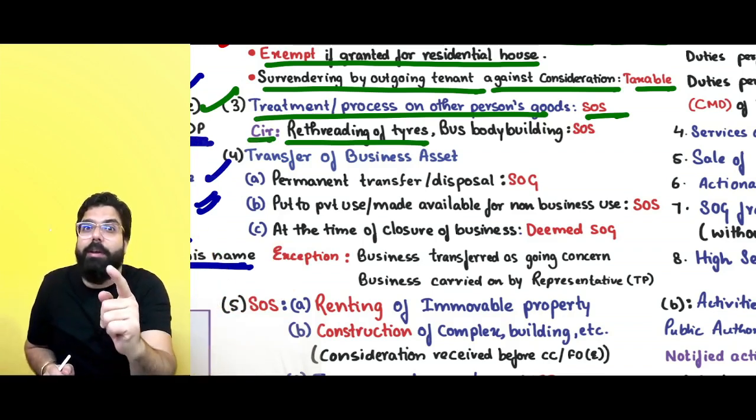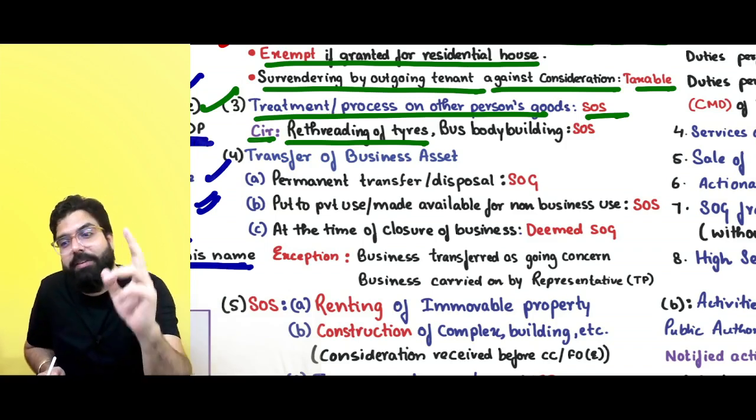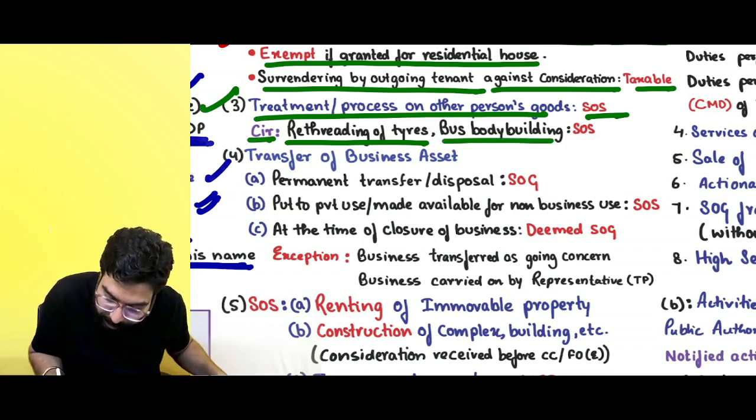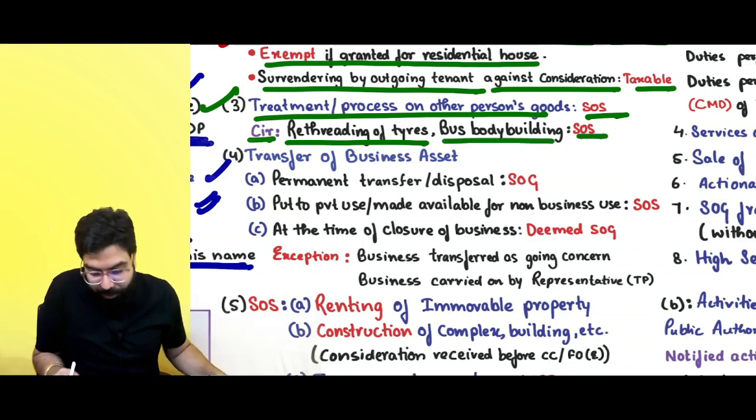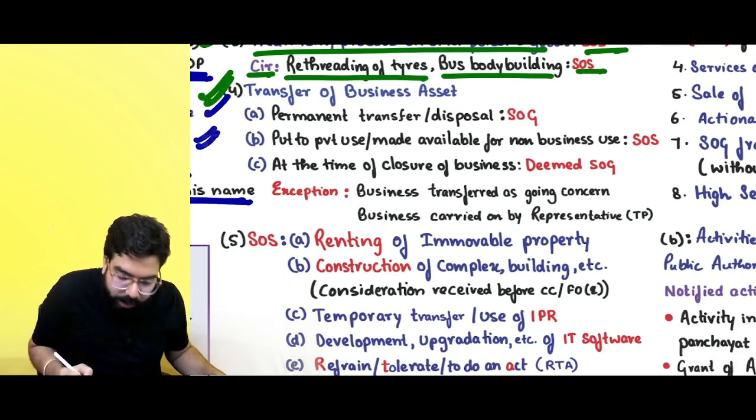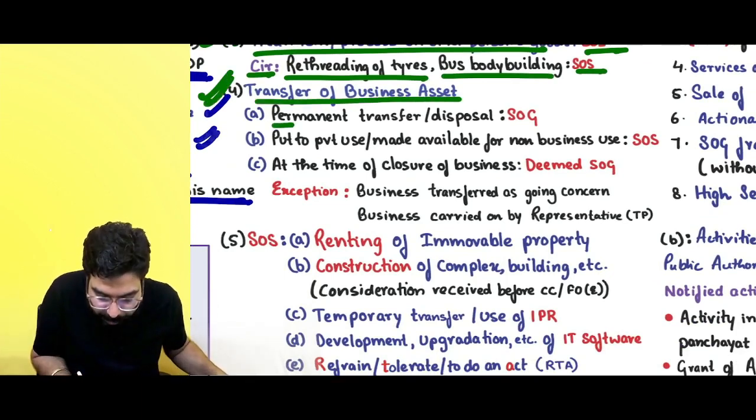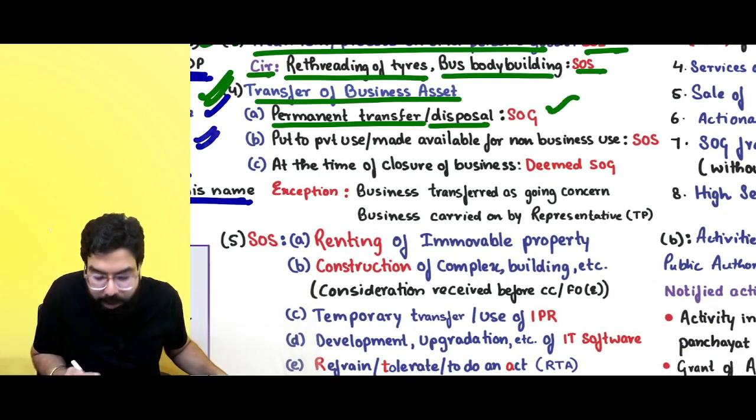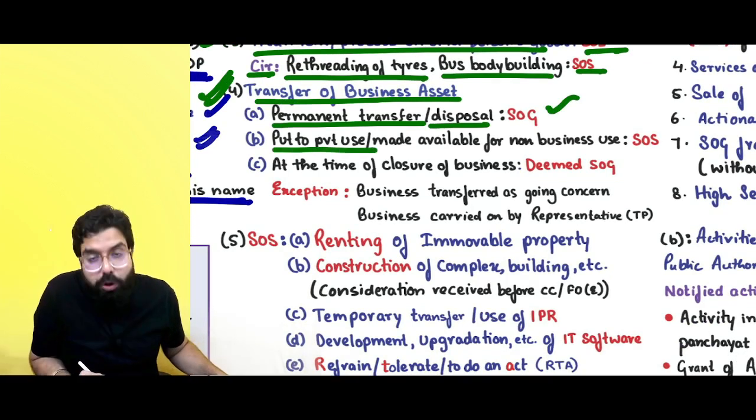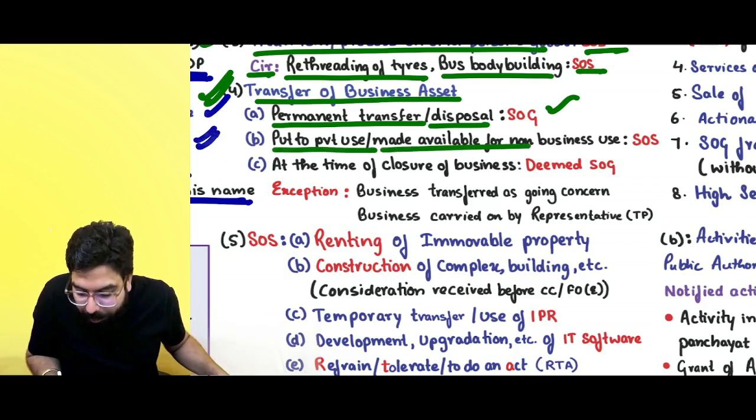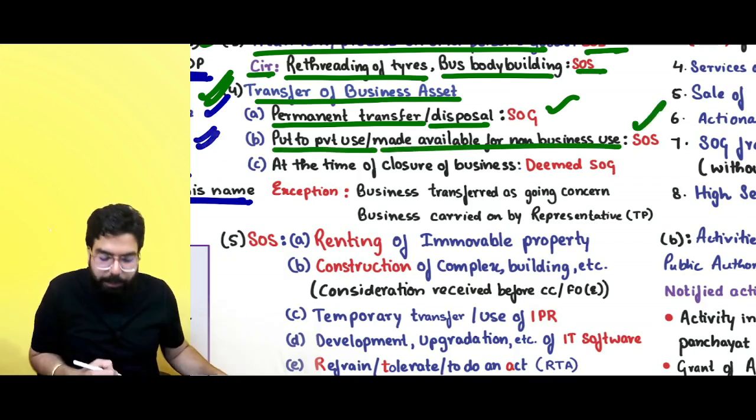I have given you material also, I have given you service also, but it shall always be supply of service. Bus bodybuilding is always supply of service. Done. Sir, transfer of business asset. Always remember one thing: transfer of business asset, if it is permanent transfer or disposal, is supply of goods; put to private use or made available for non-business use is always supply of service.